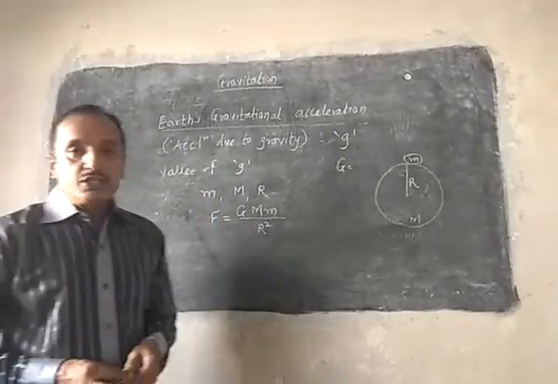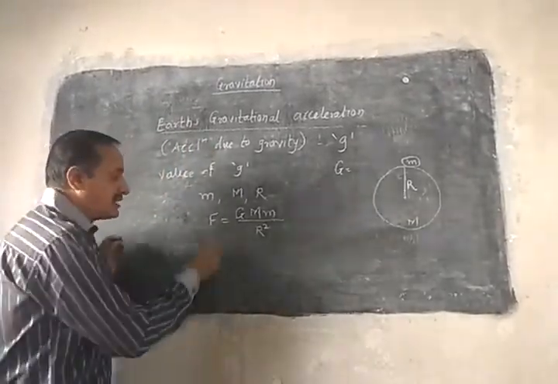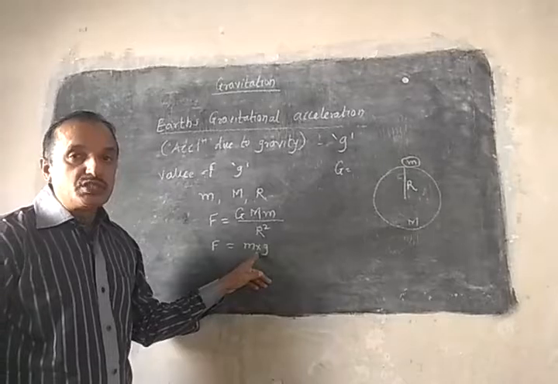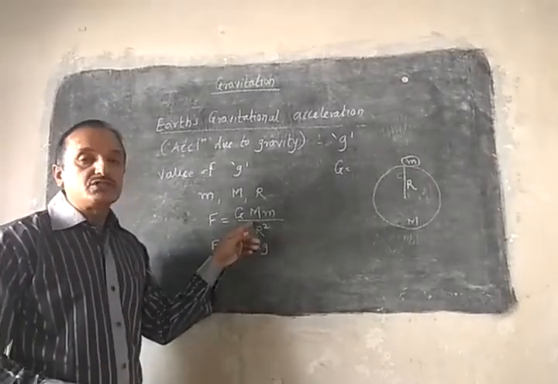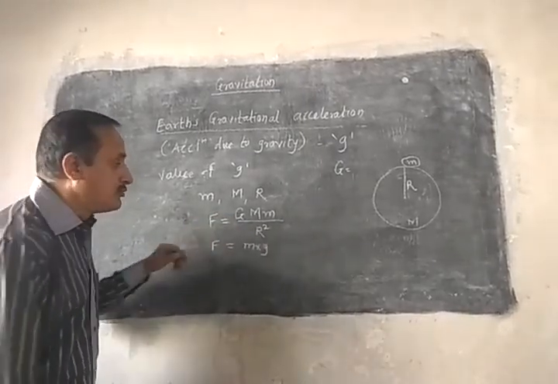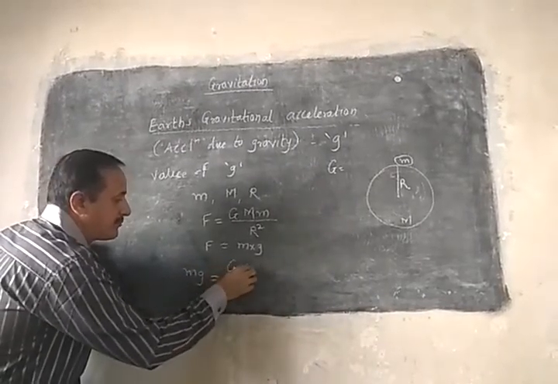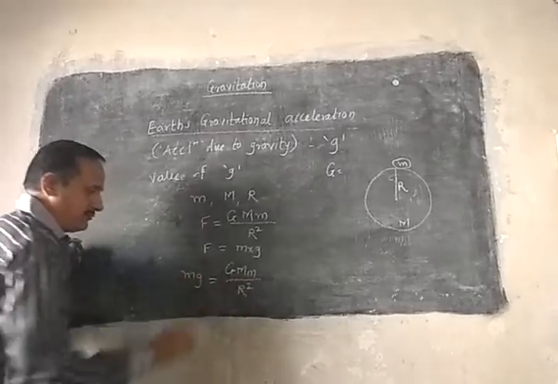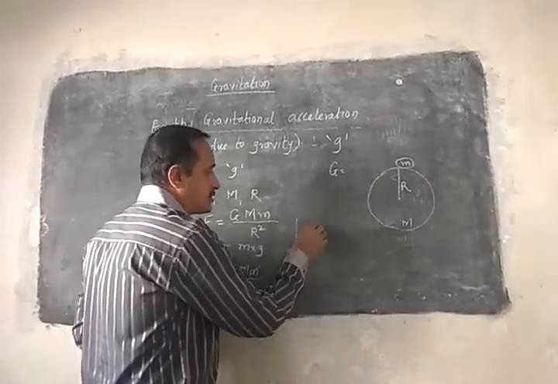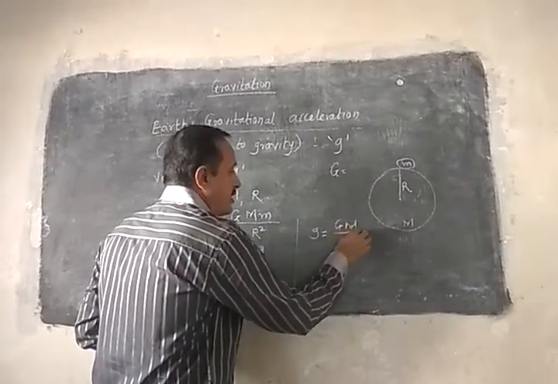Now, one more law is Newton's law of motion. The second law of motion says that F is equal to mass into acceleration due to gravity, F equals m g. On comparing these two, m g equals G M m upon r square. Since small m is on both sides, it cancels. So we get small g equals capital G into capital M upon r square.